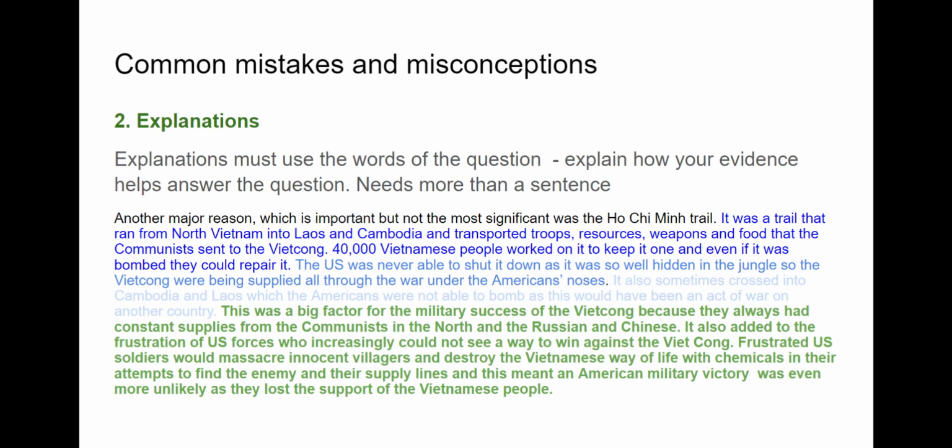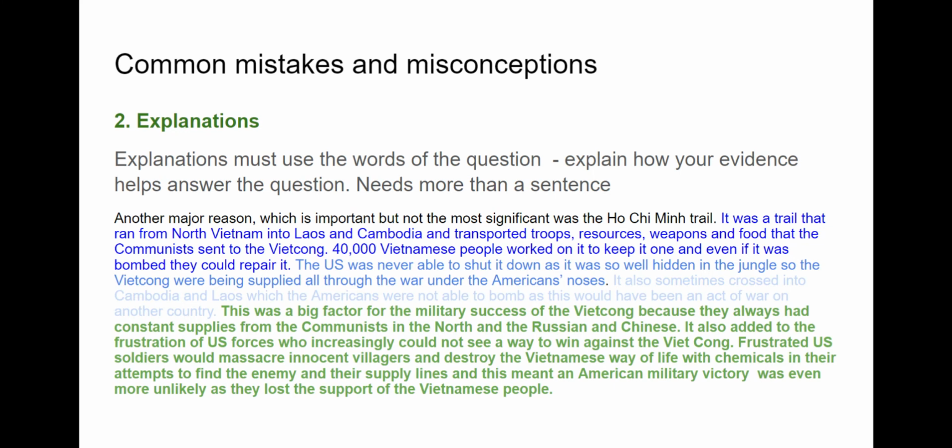Okay, so explanations in each paragraph are crucial for finally answering the question. It's the green bit in this example, and it's the paragraph about the Ho Chi Minh Trail. Another reason for the success of the Viet Cong was the Ho Chi Minh Trail. And I've got my 3 pieces of evidence in this case, the 3 different blues, which are all giving you different facts about that. But I'm going to pull it together and make sure I'm answering the question with the last bit.